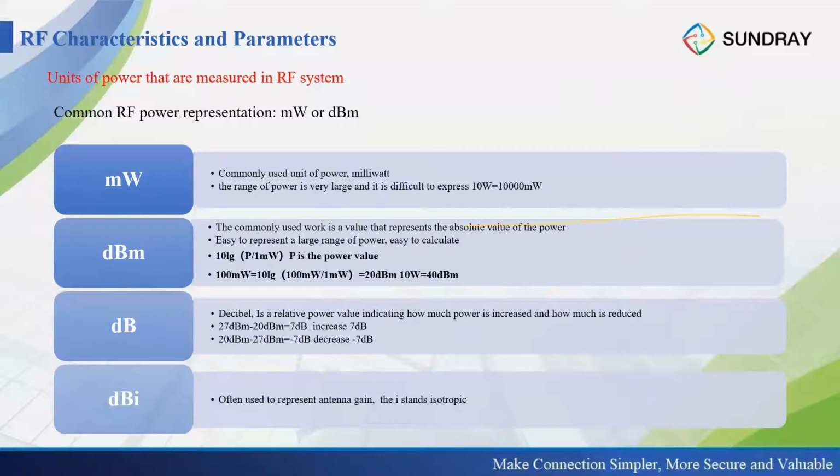For dBm, you use 10 log, and then you use the power in mW. Here is an example calculation so you will understand: 100 milliwatts equals 10 log 100 divided by 1. The result is 10 times 2, which equals 20 dBm.